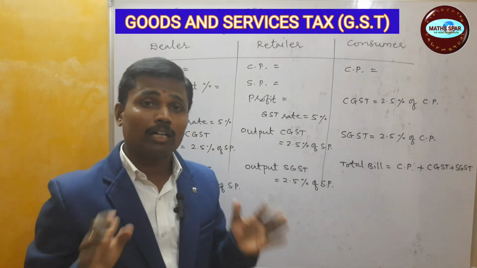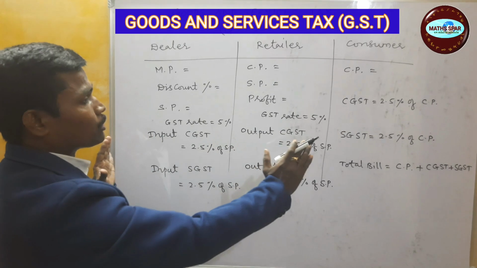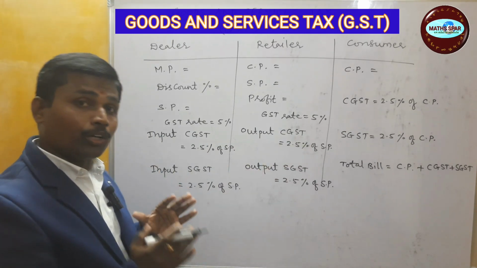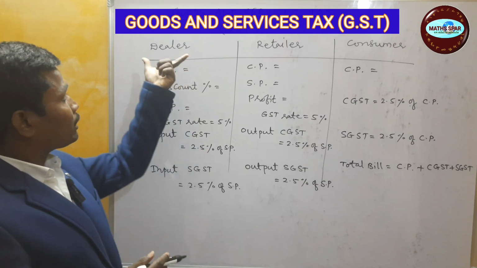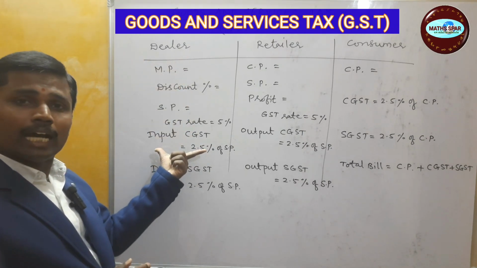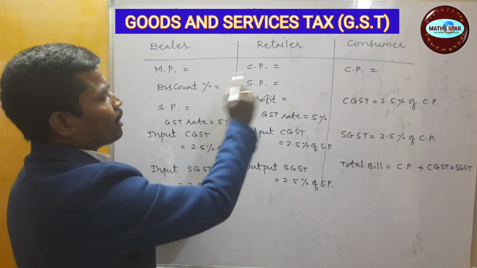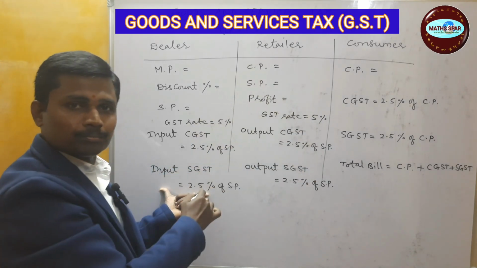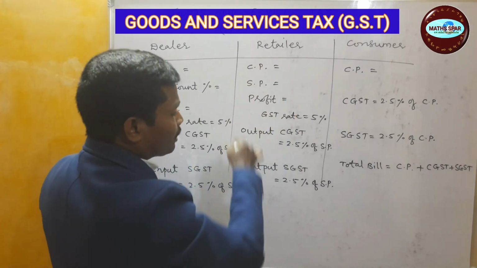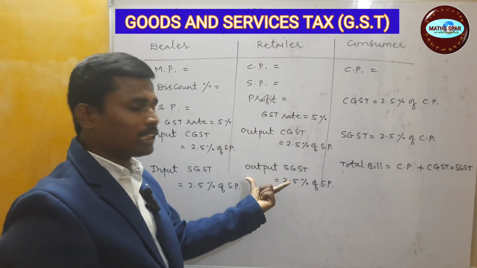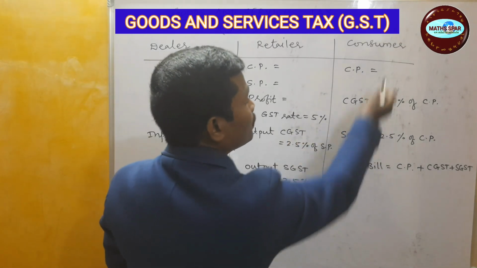Now let us try to understand complete details about the solution. What do you mean by this complete details again? Now, the dealer, whatever he is collecting as input CGST and input SGST, he is collecting it from the retailer. Then the retailer, whatever he is collecting as output CGST and output SGST, he is collecting it from the consumer.